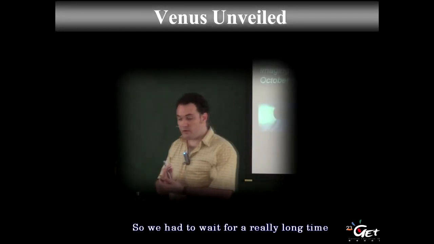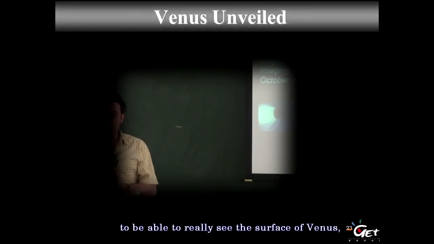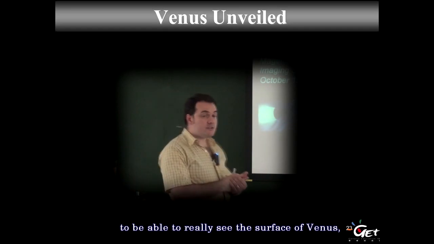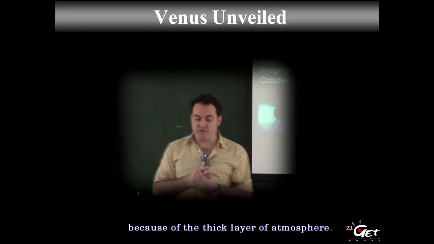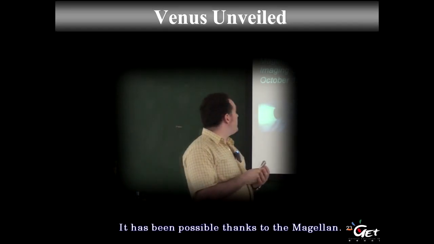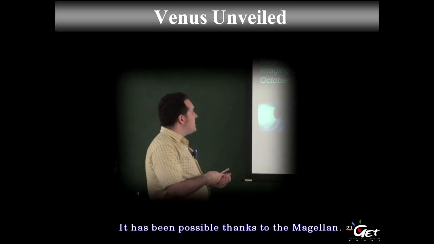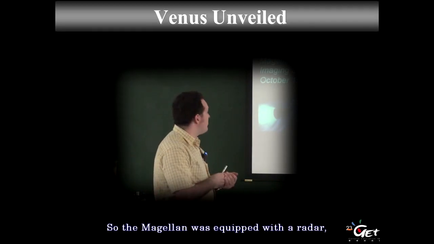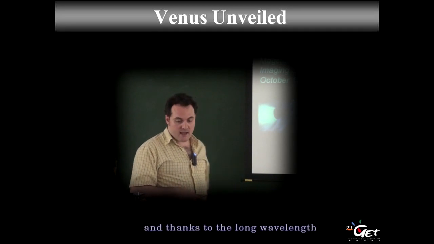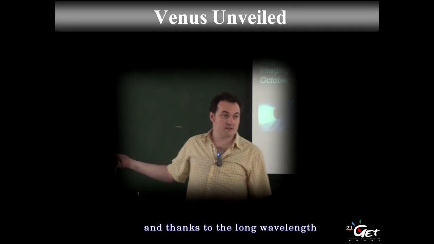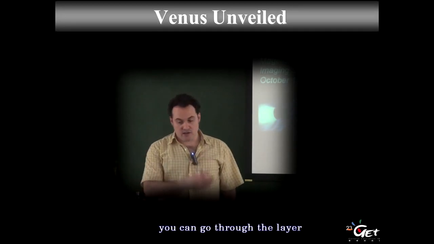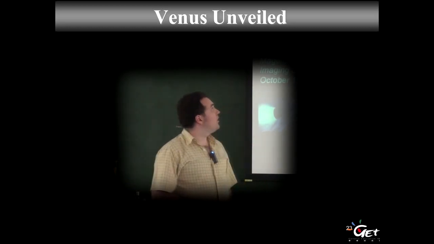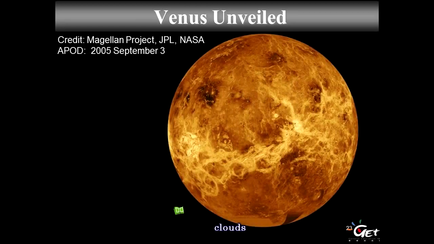So we had to wait for a very long time to be able to really see the surface of Venus because of the thick layer of atmosphere. It has been possible thanks to Magellan. Magellan was equipped with a radar, that means radio observations, and thanks to this long wavelength light, you can go through the layer of clouds and actually reveal the surface of the planet.